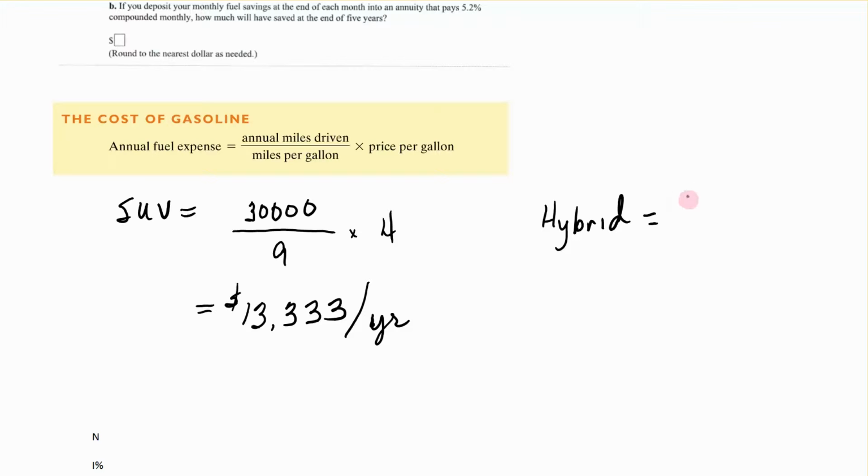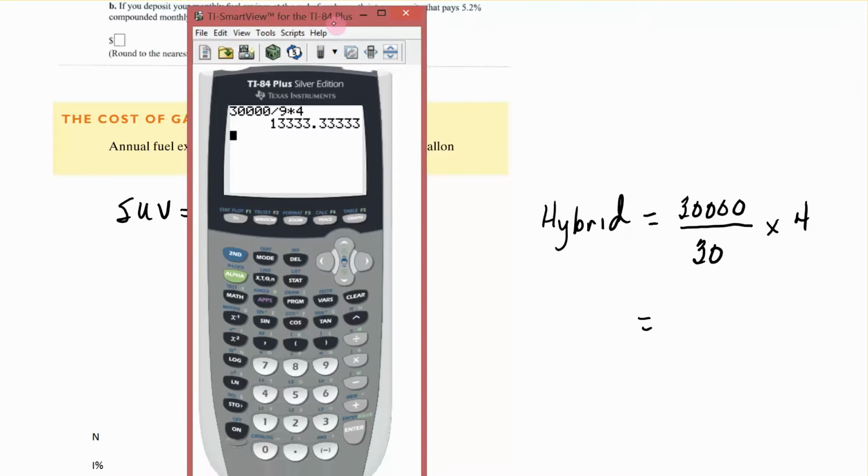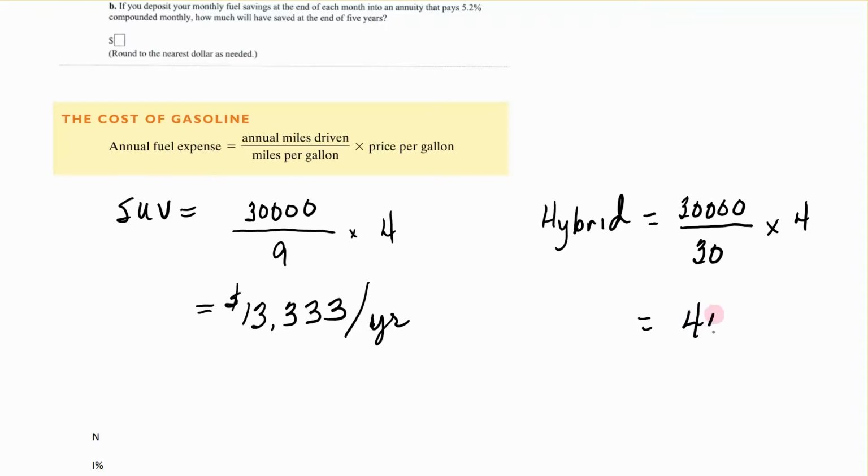All right, the hybrid. The miles driven is still 30,000, but the miles per gallon is 30. It still costs $4. So I have 30,000 divided by 30 times 4, which is $4,000 per year. Okay.